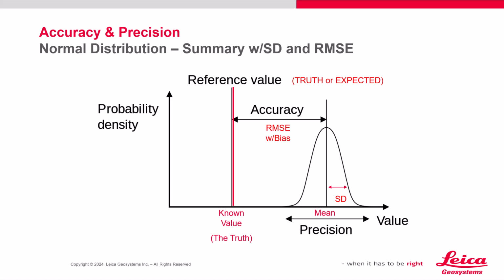Here's a visual representation. I like this because it gives me, and can give you, a way to visually recognize this. So here's our normal distribution, one standard deviation away from the mean in both directions, and it's based on the truth or expected or average value. Now, we may have a known value or the truth, and so there's a bias in there. And if you take the RMSE or the standard deviation and deal with the RMSE, you can get to what the accuracy is.